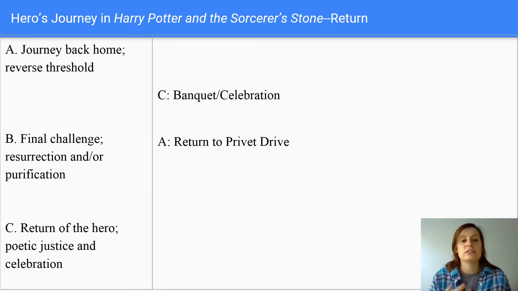Okay, so for this one, the C, which is the return of the hero, actually happens before our going back over the threshold. So C, of course, is when Harry, Ron, and Hermione come back to Hogwarts and they have the banquet and the celebration. And then we don't have a B. Some stories do when you think the story's almost over, but actually there's one last final challenge that a character has to overcome. And then we have when Harry actually crosses back over the threshold into the Muggle world and he returns to Privet Drive for the summer.